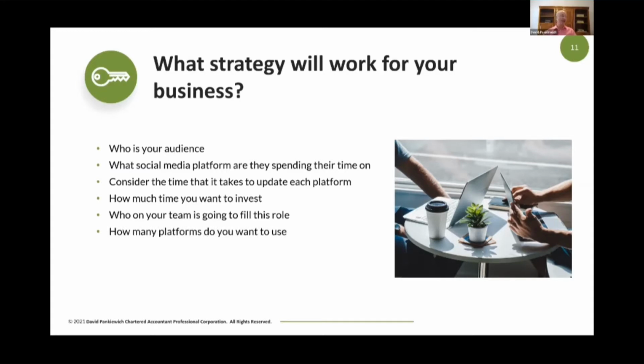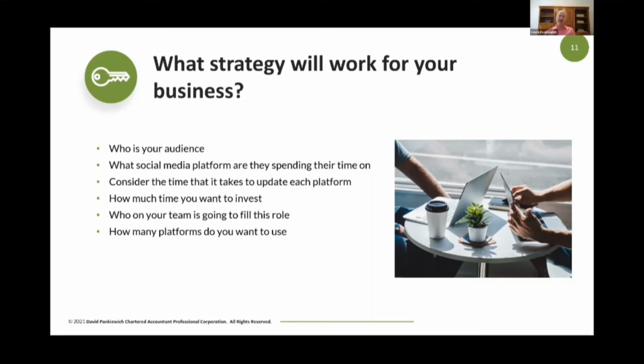So we've talked about who your audience is, what social media platform they're likely on, and the time that's going to be involved. You need to think about that. There'll be a time investment involved. How much time should you invest? Who on your team is going to fulfill that role? Is it going to be yourself? Is it going to be another team member? Is it going to be a third party? These are all options, and we'll share what we think are the best options throughout our webinar today.